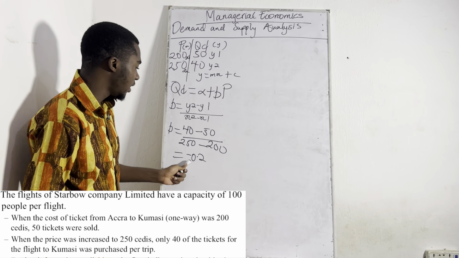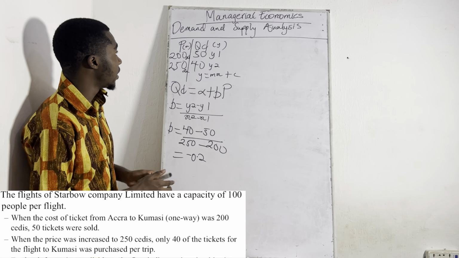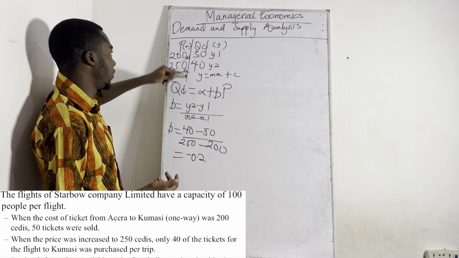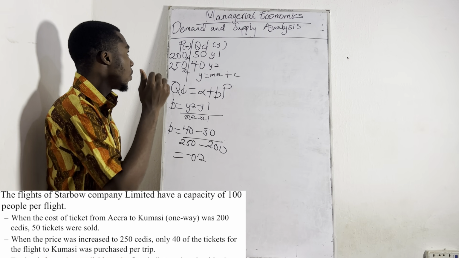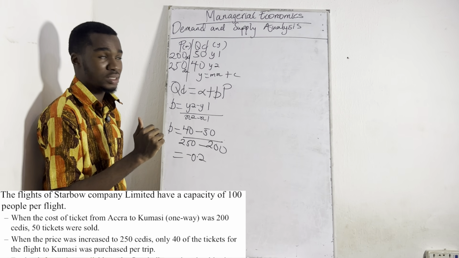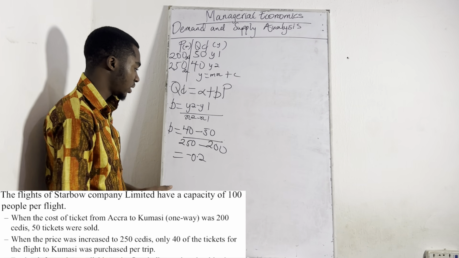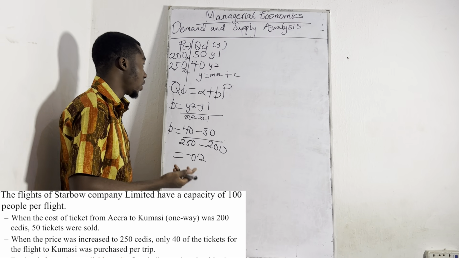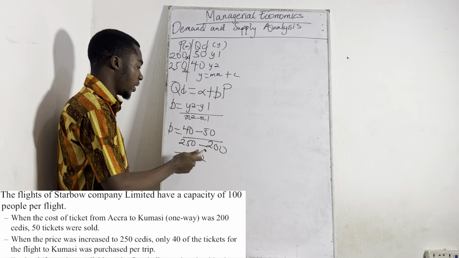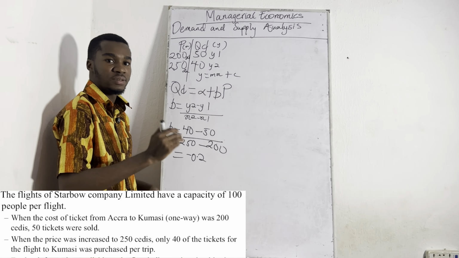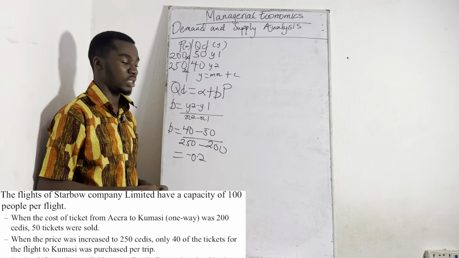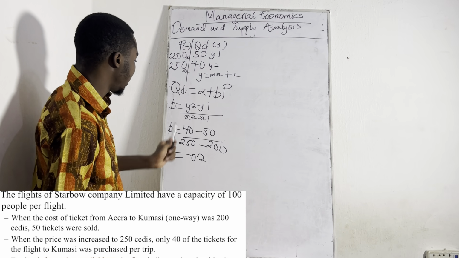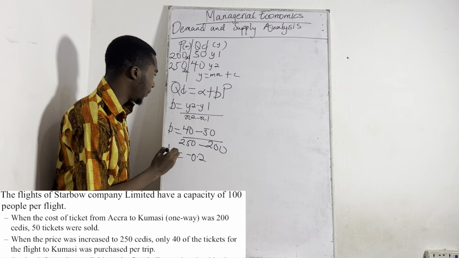So now when you get a negative, it means that when the price increases, we already know that price is increasing, from 200 it went to 250. So when price increases by 1 unit, the quantity demanded reduces by 0.2. Now, if it was, let's say, positive 0.2, it means when price increases by 1 unit, quantity demanded increases by 0.2. So when it's negative, it's a decrease. When it's positive, it's an increase. You get it? Now that we've got our negative 0.2, which is our beta, we also have alpha.